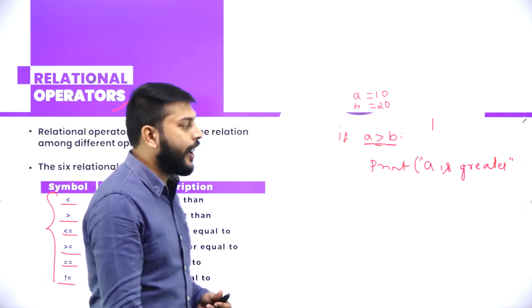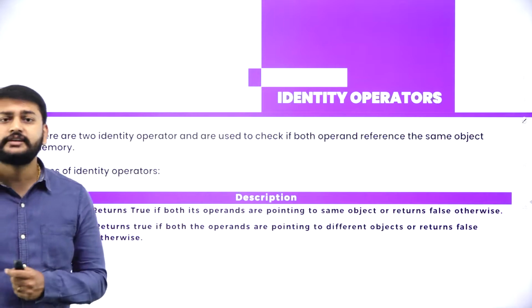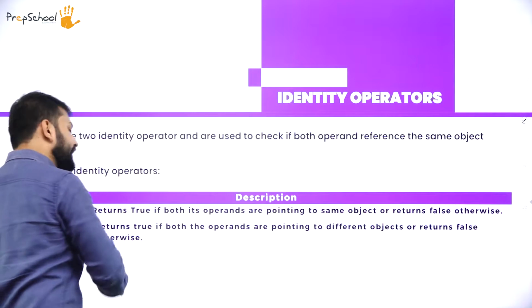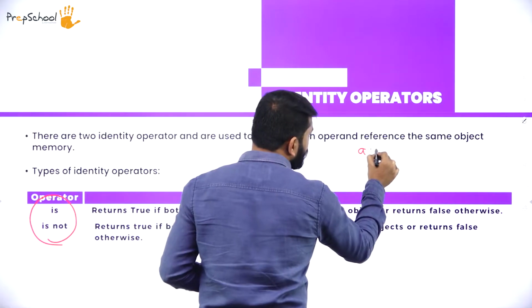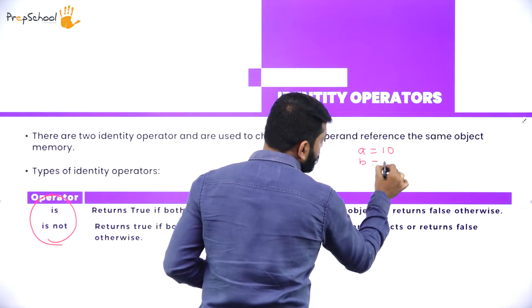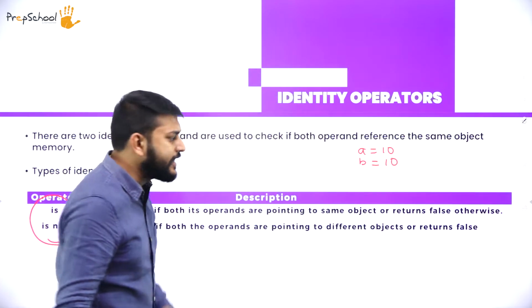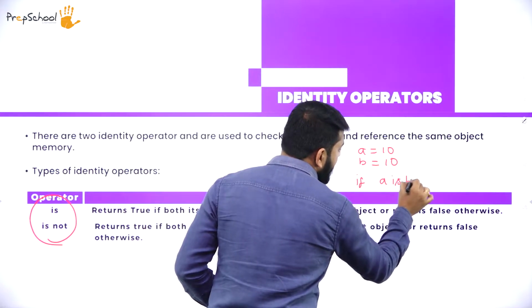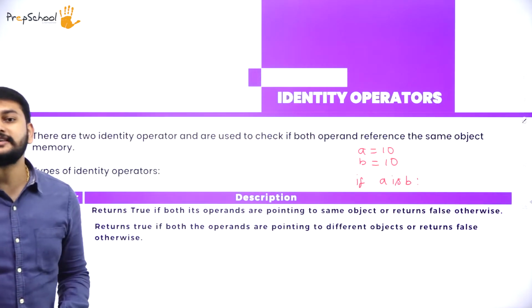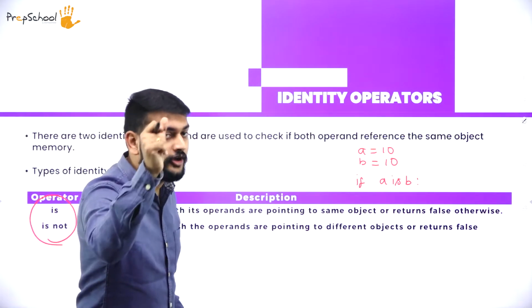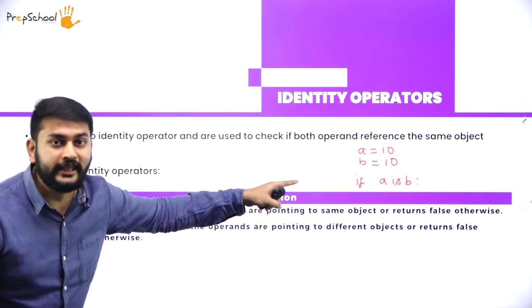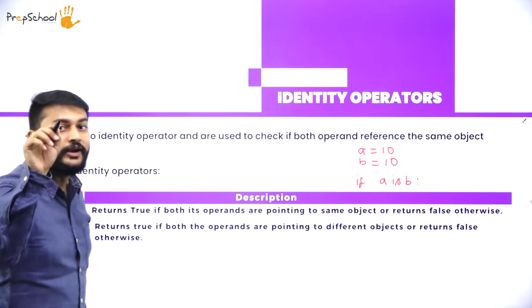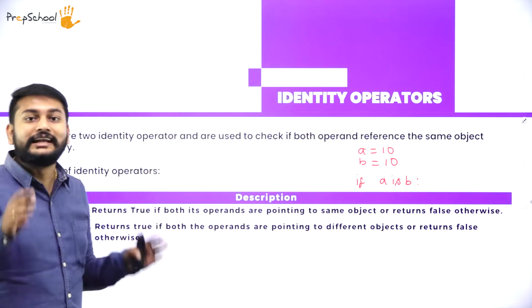So moving on to the next one, I have identity operators. It's very important that you remember this. We have two identity operators. Let's take A is equal to 10 and B is equal to 10. So let me just write like this: A is B. Guys, please observe, if it is equal, it will return true. If it is not equal, it will return false.